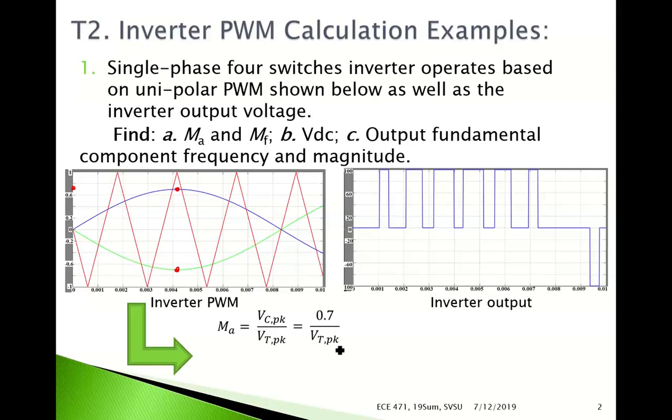And in the denominator here, the triangle waveform peak value is as easy as here, which is 1. So we got MA value of 0.7, magnitude modulation index. Similarly, we can read the graph carefully to obtain the MF, which equals the triangle waveform frequency over the control signal frequency. So here, be careful, it is triangle wave frequency over the control signal frequency, rather than the other way around.